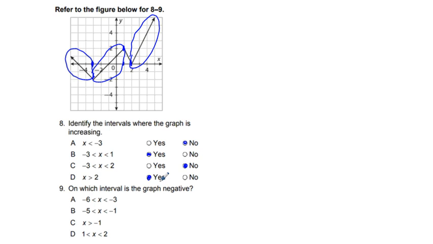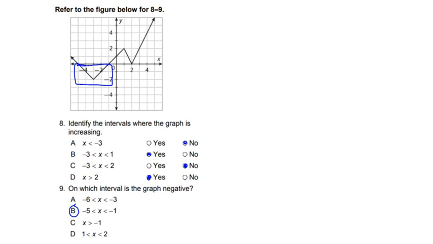On which interval is the graph negative? Well, I'm going to clear this off, take a better look at it. The graph is negative where the graph is below the x-axis. So I'm just boxing in where that graph is below the x-axis. So we are below the x-axis from greater than -5 to -1, which is answer choice B.